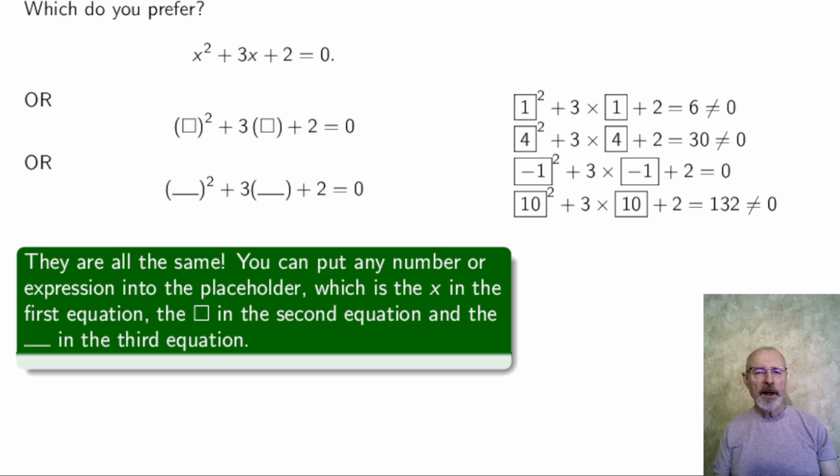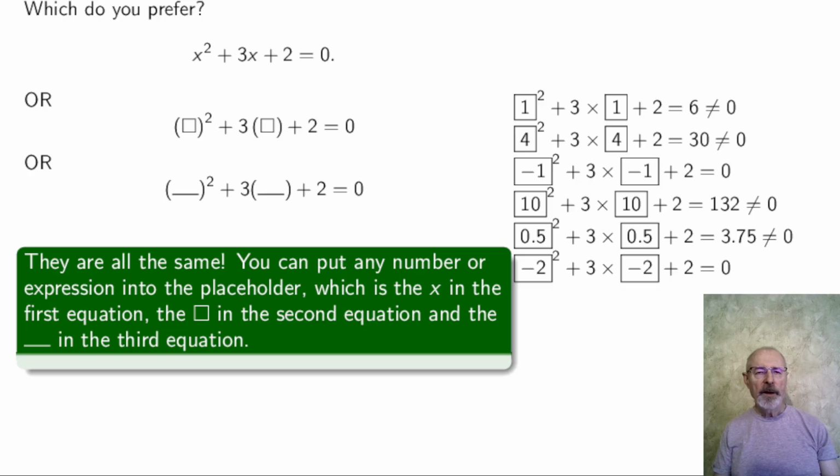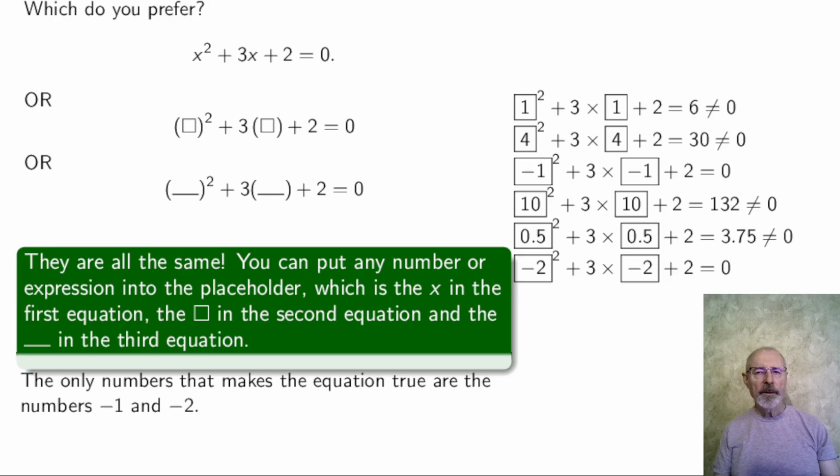If we plug in 10, we get 100 plus 30 plus 2, or 132, which is not 0, so 10 is not a solution of the equation. If we plug in 1/2, we get 1/4 plus 3/2 plus 2, or 3 3/4, which is not 0, so 1/2 is not a solution. If we plug in negative 2, we get 4 minus 6 plus 2, which is 0, so negative 2 is a solution. The only numbers that make the equation true are the numbers negative 1 and negative 2.